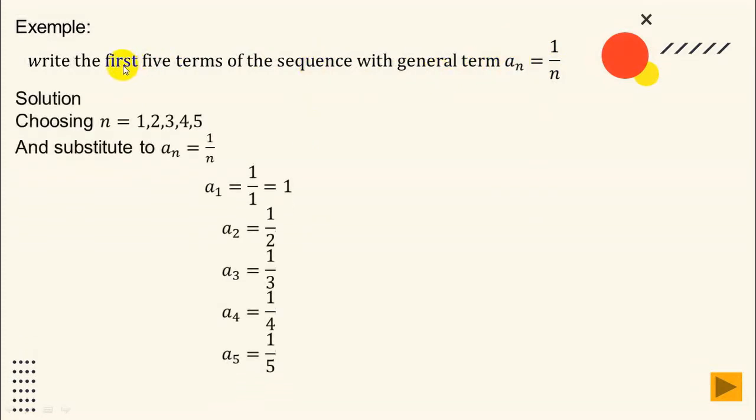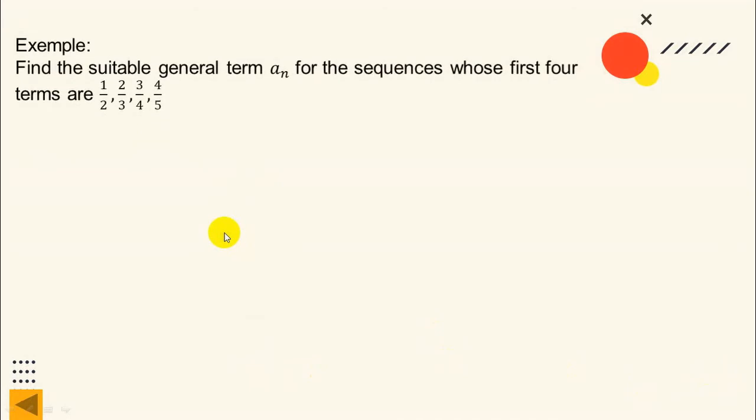So they told us they want the first 5 terms. That means they want us to find n from 1 until 5. Okay, and then after we get 1 until 5, you need to substitute into the general term. The general term is a_n equals 1 over n, so you need to substitute n here. So a1 equals 1 over 1, which is 1. And then a2 is equal to 1 over 2, and so on until a5 equals 1 over 5, everyone.